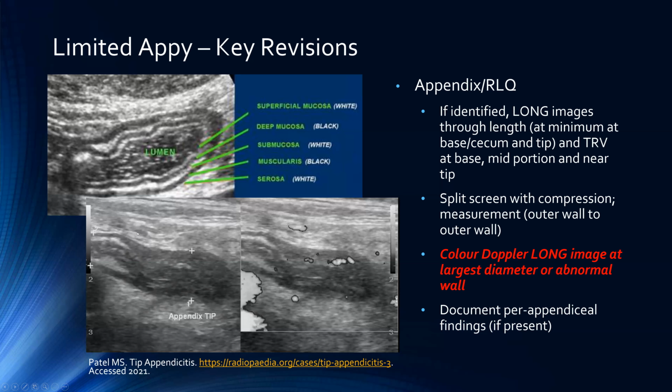Here you can see in this case of a tip appendicitis, nice preserved wall more proximally, and then as you get to the tip, you start to lose those various layers. What I would say is if you do find that you start to lose those layers at any portion of the appendix, throw on a color Doppler box to show if there is any hyperemia. Again, make sure that you adjust the scale appropriately to demonstrate vascularity in that region, as well as any hyperemia in the surrounding soft tissues.